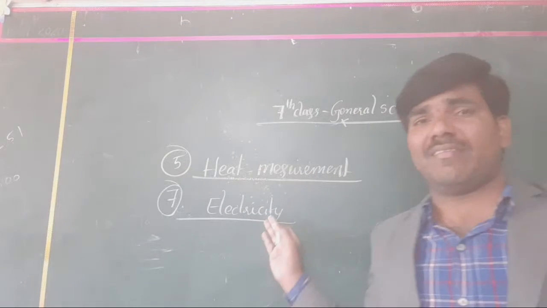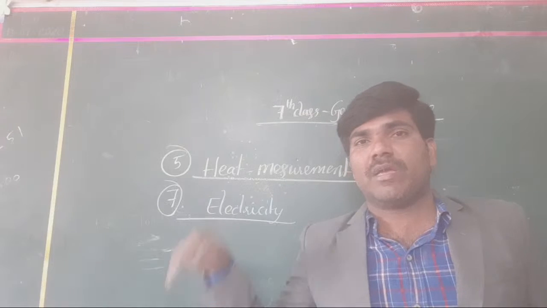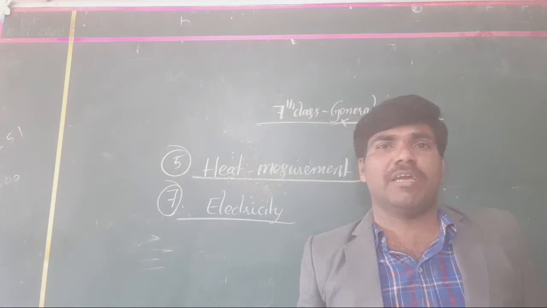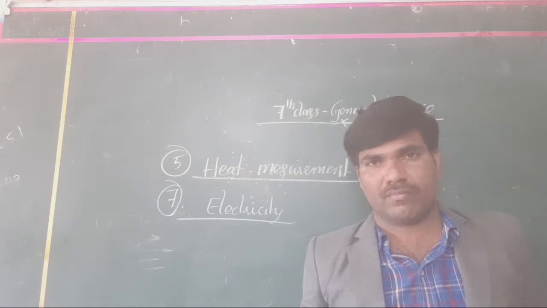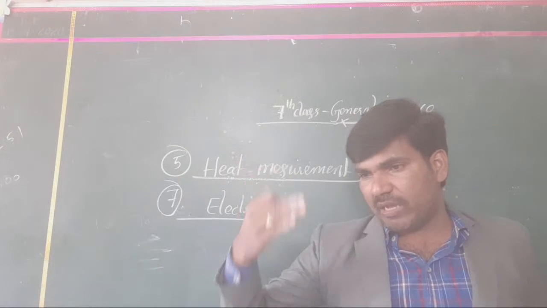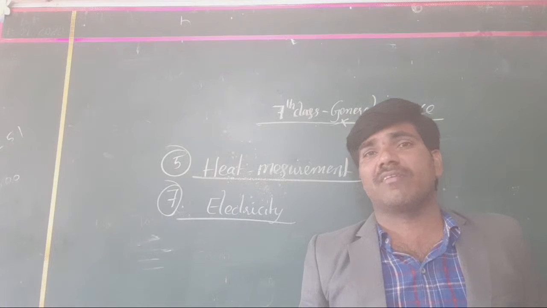In the dry cell, what is the working principle? The chemical energy is converted into electrical energy. That is the main principle of working of our electricity. Understood or not, all the students? Conversion of chemical energy into electrical energy. Based on this principle only, our electrical cells work.